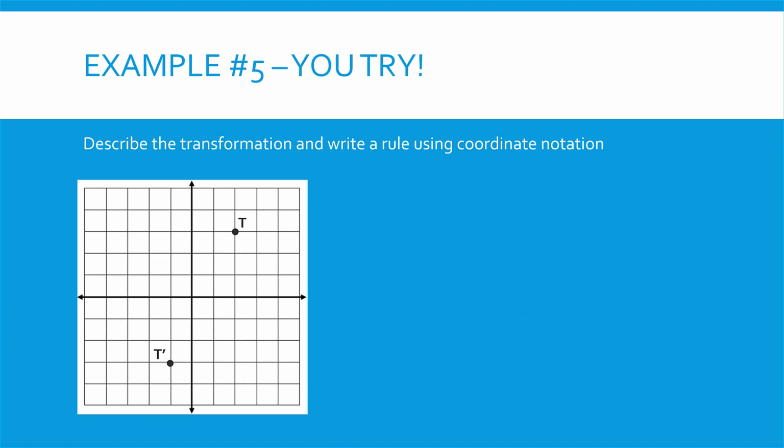All right, you guys try this one. Remember, do your rights and lefts, describe it first, and then write your coordinate notation, which is going to start off like this. And you're going to need to put in your pluses and minuses and your values. Go ahead, try it out.